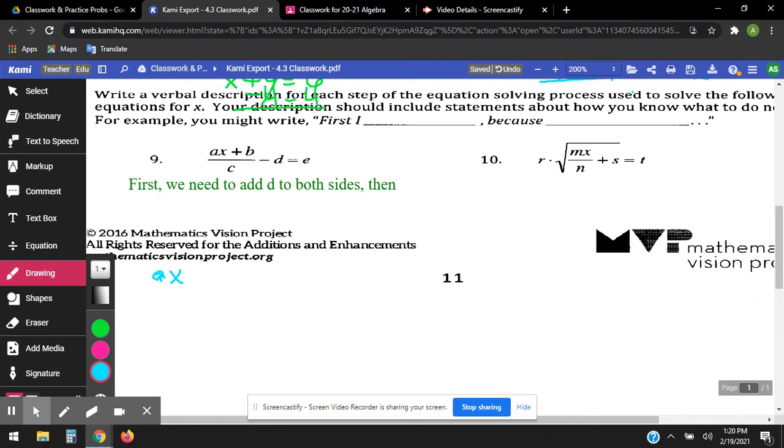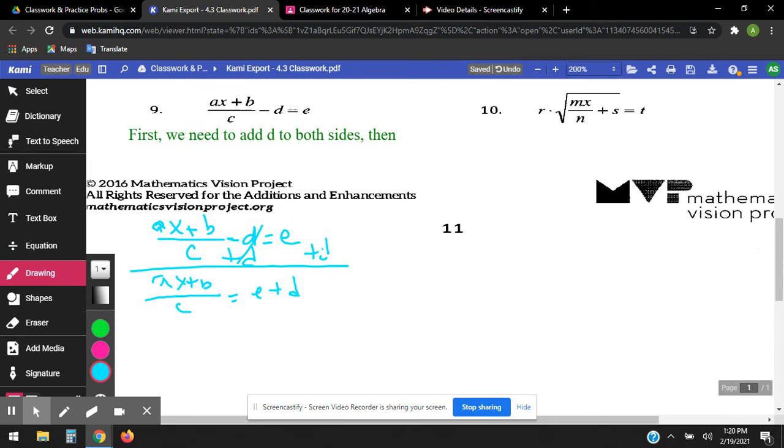Ax plus b over c minus d equals e. So first we want to add d to both sides, right? And so then I have ax plus b over c equals e plus d. Okay, so after I add d to both sides, I've got to get rid of my c.